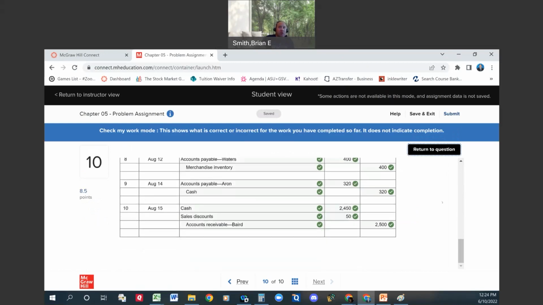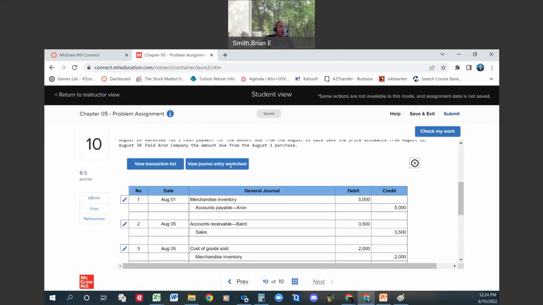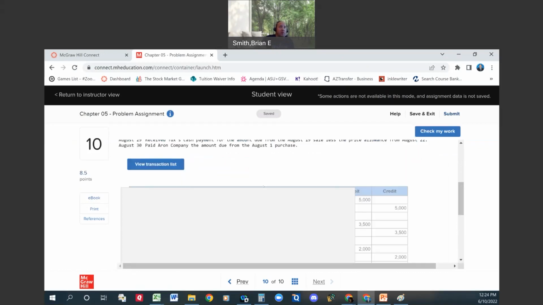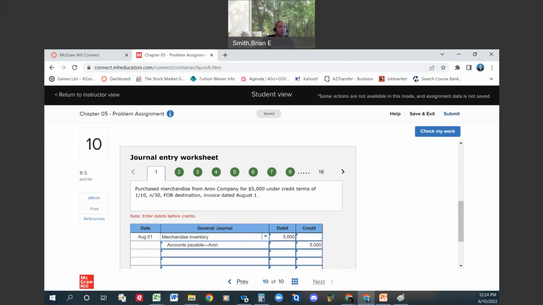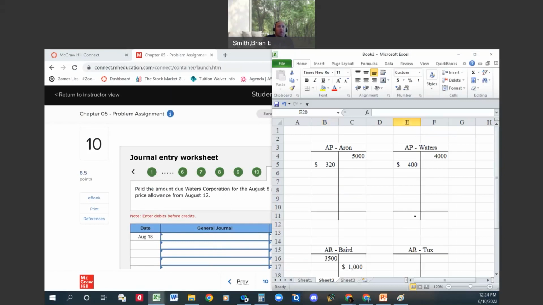Let's see if I can do one more on this for paying some of those people we did the work for. Paid the amount due Waters Corporation. Great. Let's do Waters Corp. So Waters, we had that $400 reduction when we negotiated them. So right now we owe Waters $3,600.